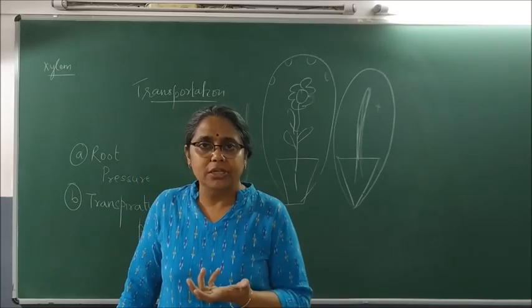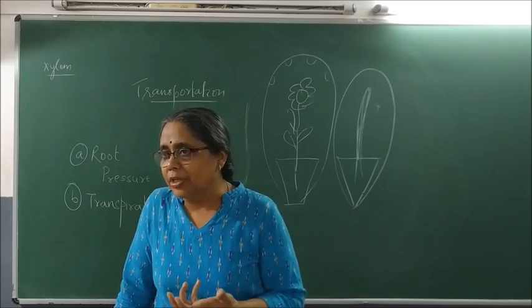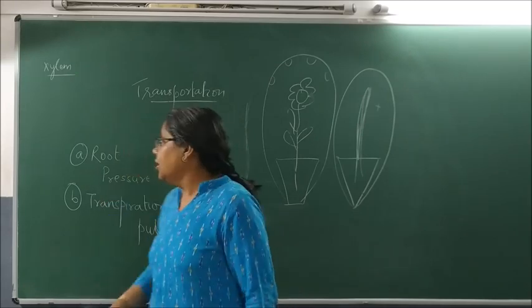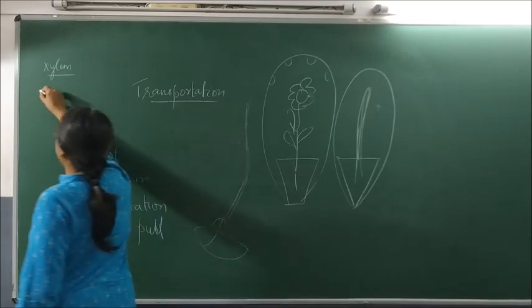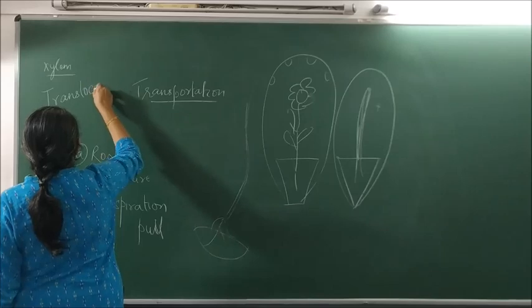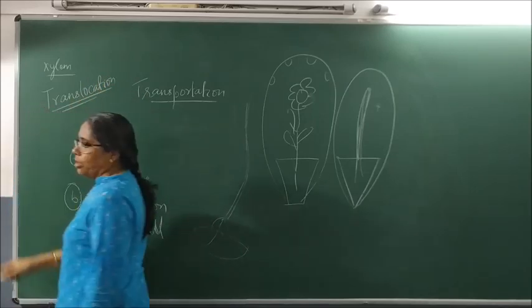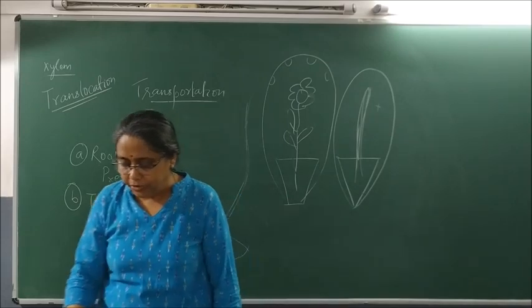Now, for transport of food and other substances, we do not use the term transportation. We say the transport of food and other substances with the help of phloem tissue is called as what? It is called translocation. Okay? So we will read through it.